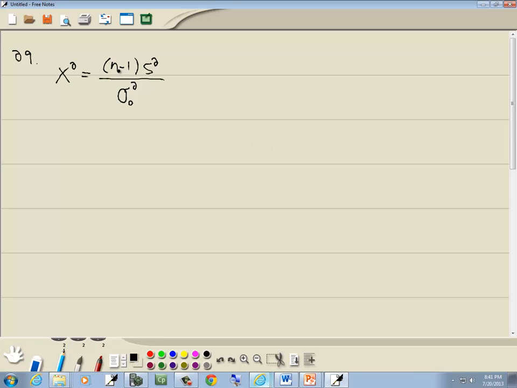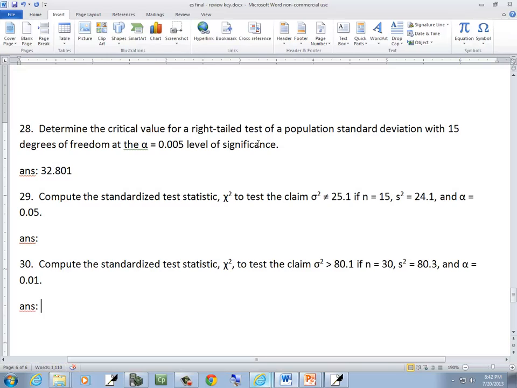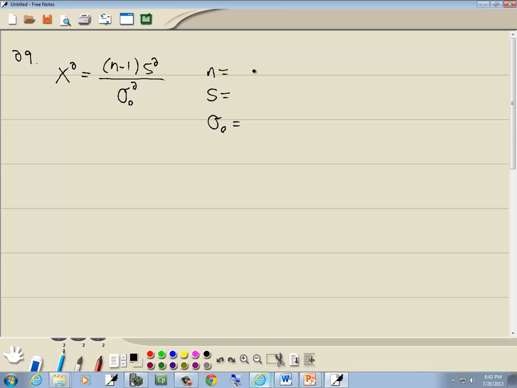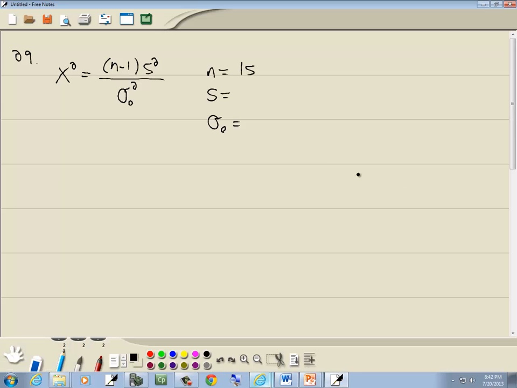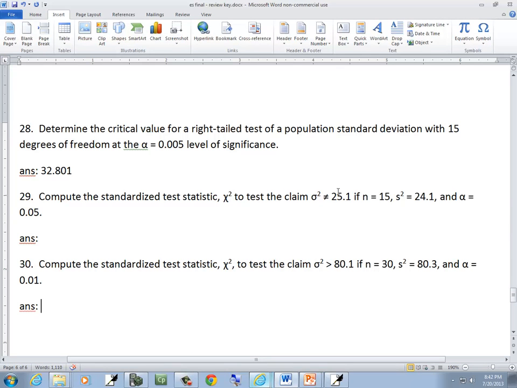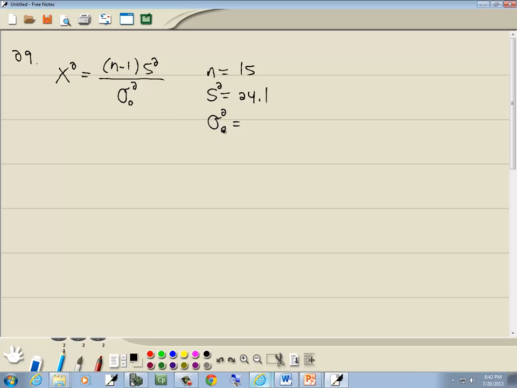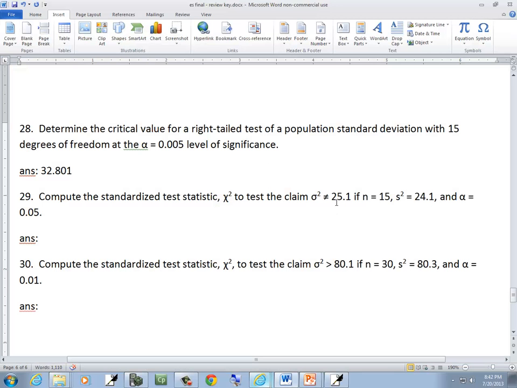Okay, so let's see what we're given. Now to calculate this, we need n, and we need s, or variance, and we need our sigma naught. And again, you can have this squared there if necessary. Okay, so n is 15. They're telling us that. S squared, variance, sample variance, is 24.1, so they're telling us that. So it's 24.1. And the claim is that this right here. Well, this would be sigma sub naught squared. That's population variance. That's 25.1.